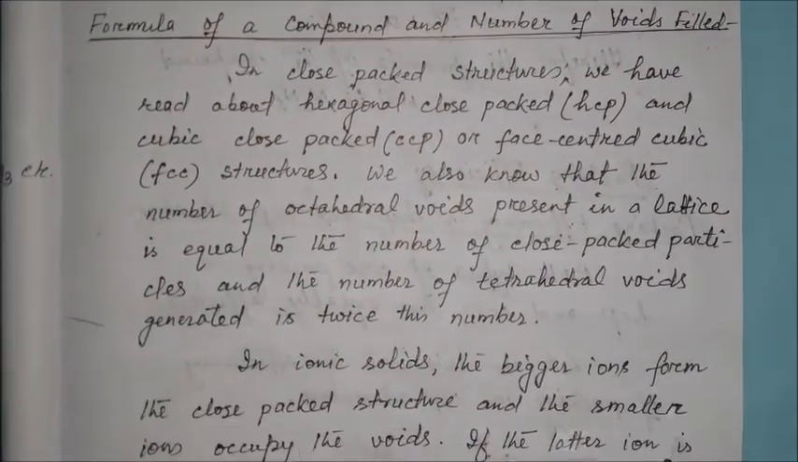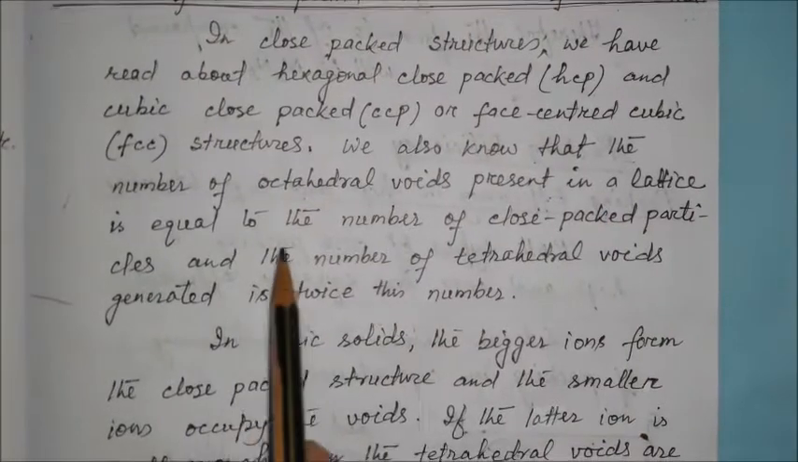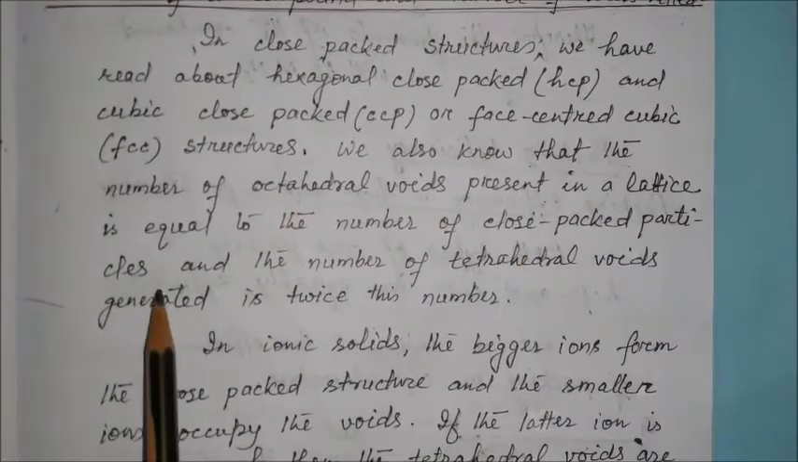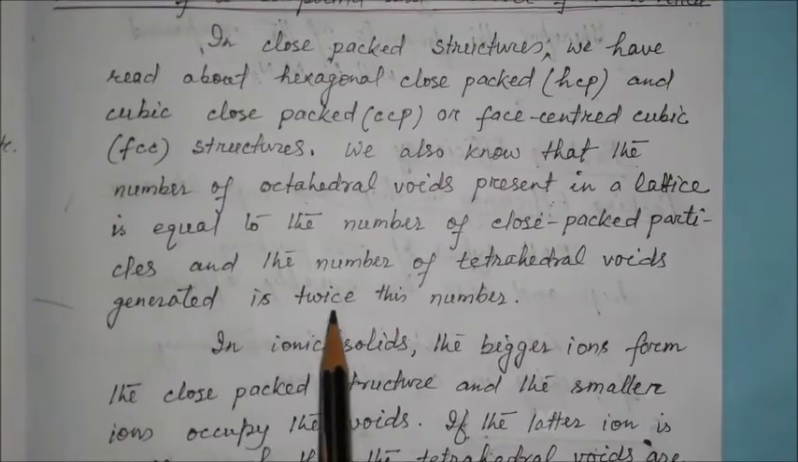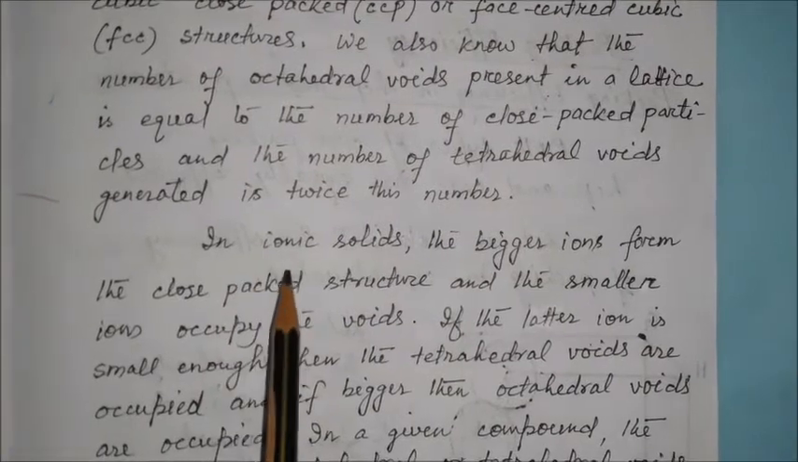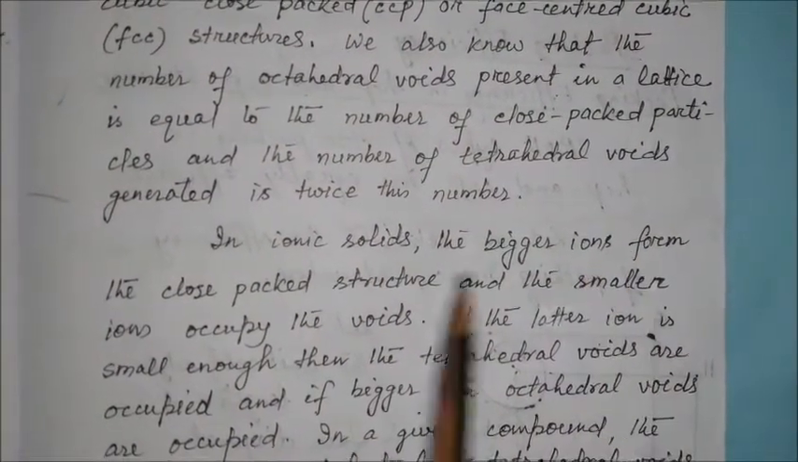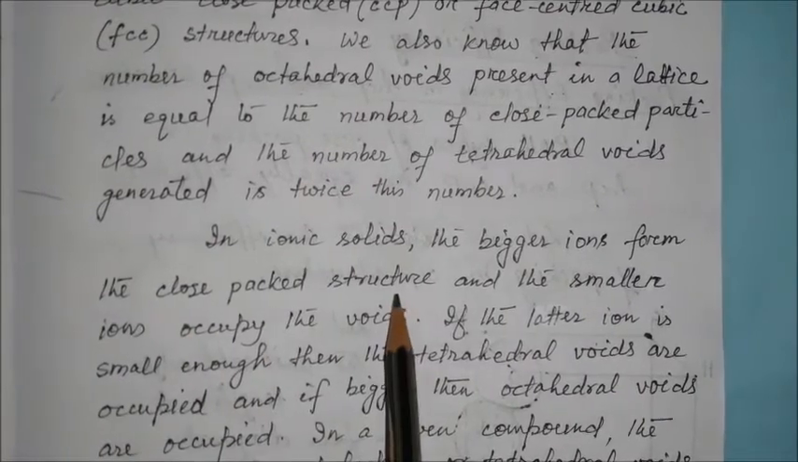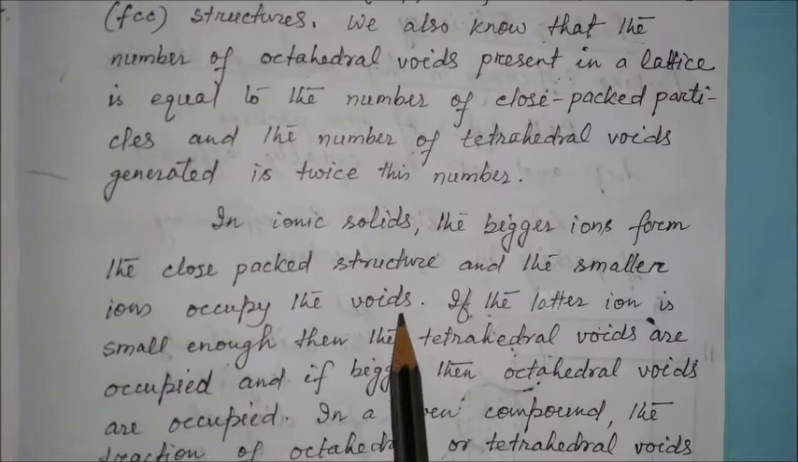We also know that the number of octahedral voids present in a lattice is equal to the number of close packed particles, and the number of tetrahedral voids generated is twice this number. In ionic solids, the bigger ions, that is the anions, form the close packed structure, and the smaller ions, that is the cations, occupy the voids.